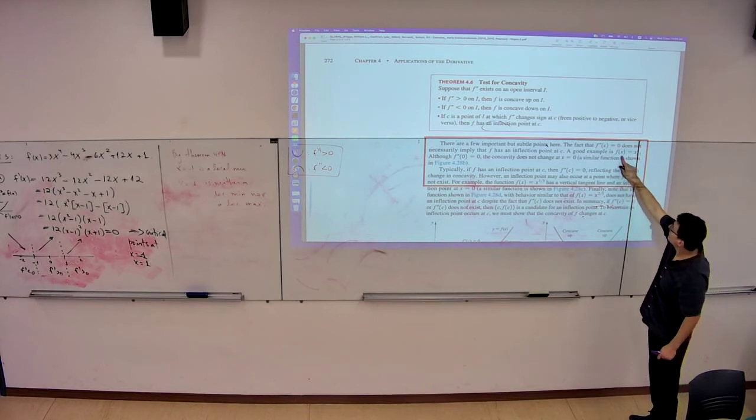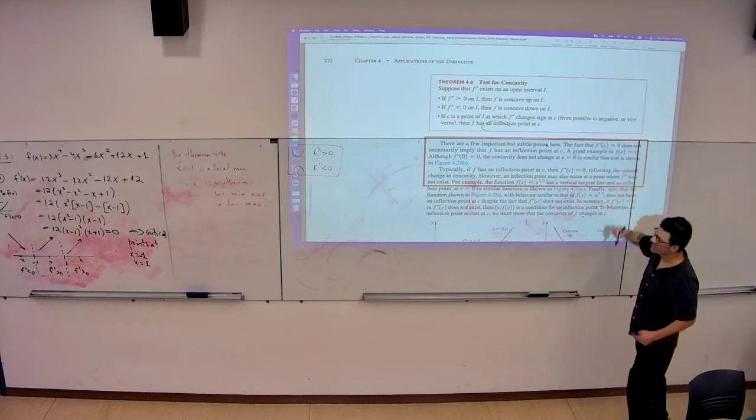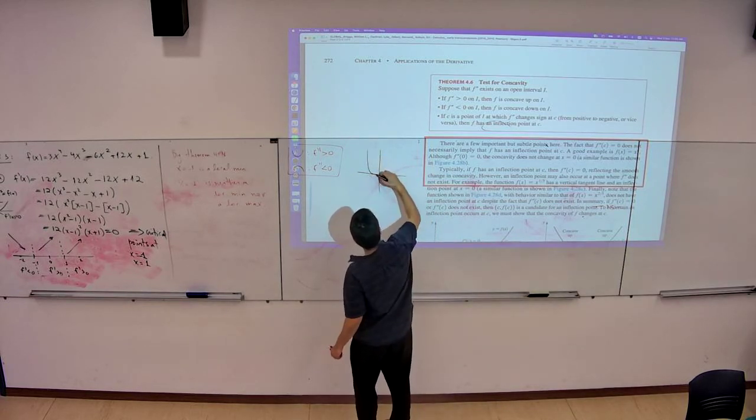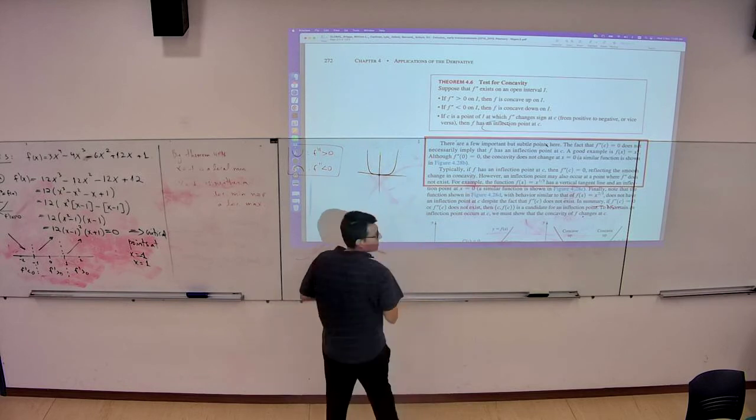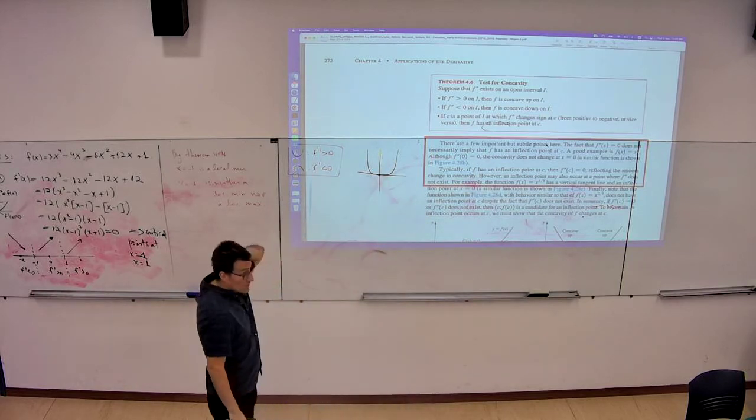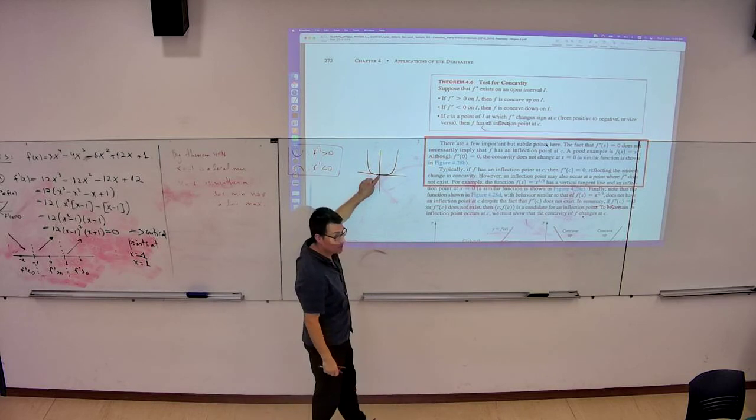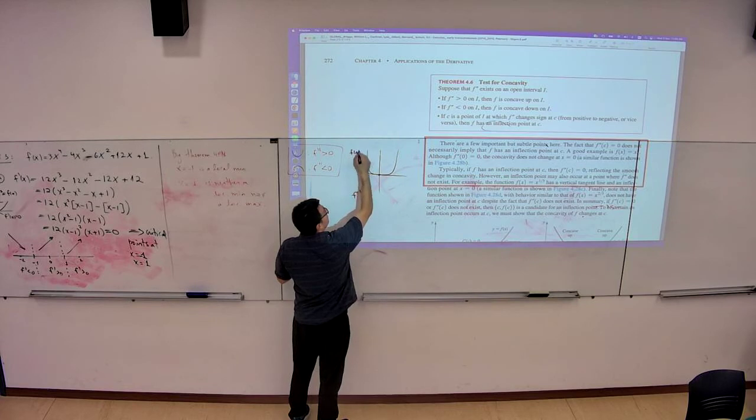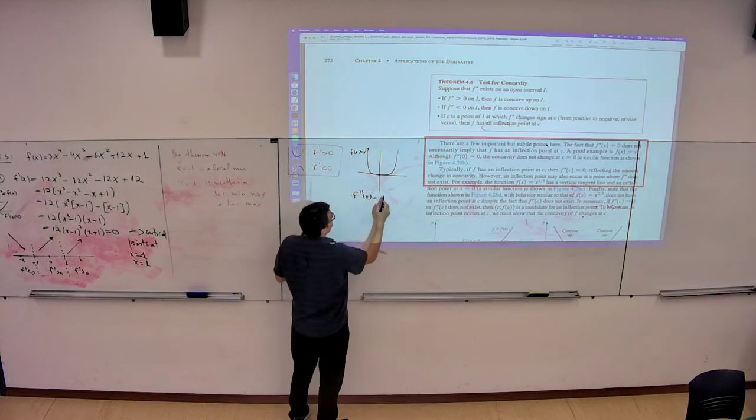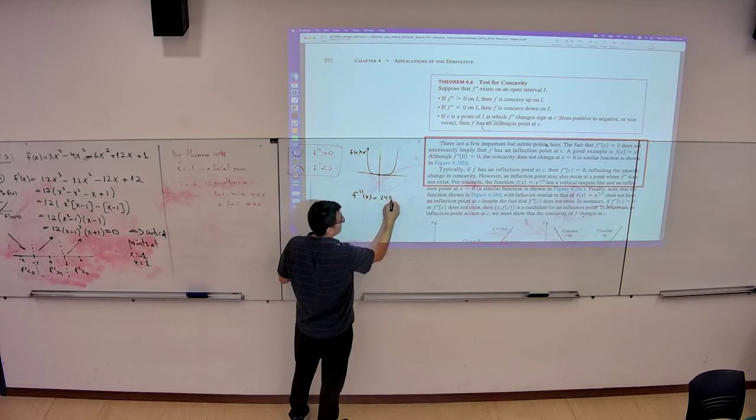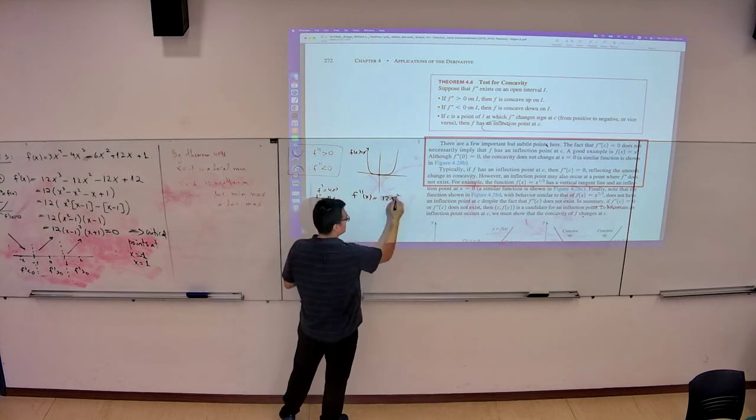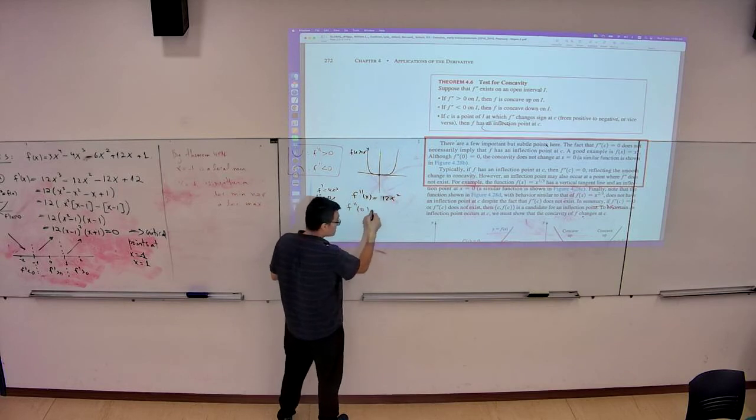There's a good example of this situation: f of x equals x to the power 4. It looks like a parabola, but it's super flat around x equals 0. This function doesn't have an inflection point there. Let's compute: f prime equals 4x cubed, and then f double prime is 12x squared. Thus, f double prime at 0 equals 0.